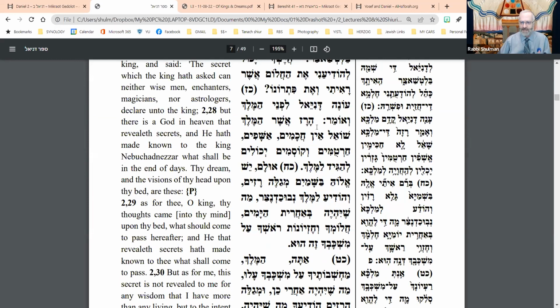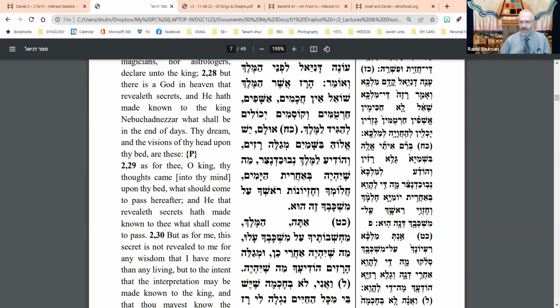This secret that the king is asking for, there are no magicians and soothsayers and astrologers and necromancers and whatever have you who could possibly tell the king what he dreamt. However, before you go and bring back the executioner, there is a God in heaven, and he reveals secrets. And he has told Nebuchadnezzar through this dream what the end of days is going to look like.